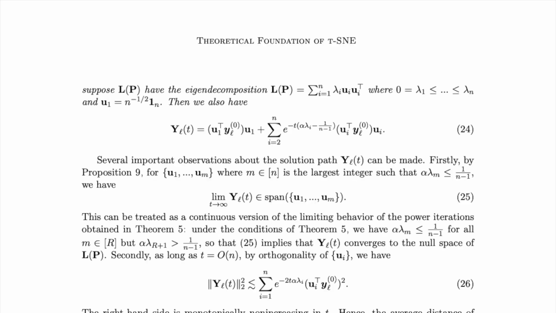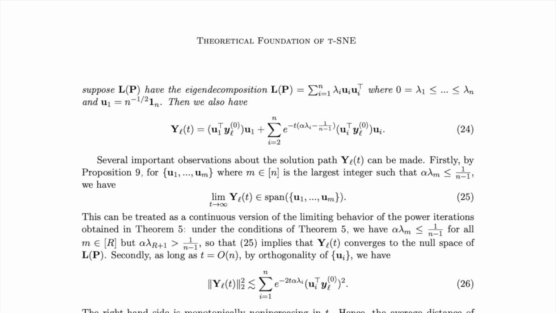In particular, suppose L(P) has the eigendecomposition L(P) equals the sum over i of lambda_i u_i u_i transpose, where 0 equals lambda_1 less than or equal to ... less than or equal to lambda_n, and u_1 equals n to the minus 1/2 times the all-ones vector 1_n. Then we also have [see formula].